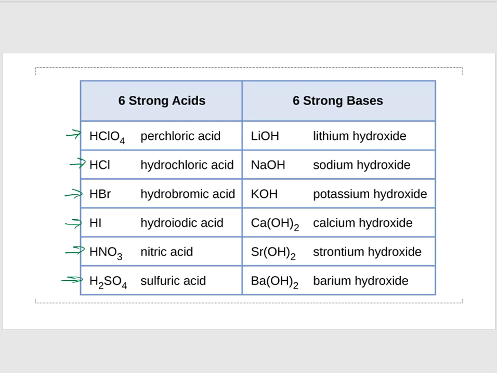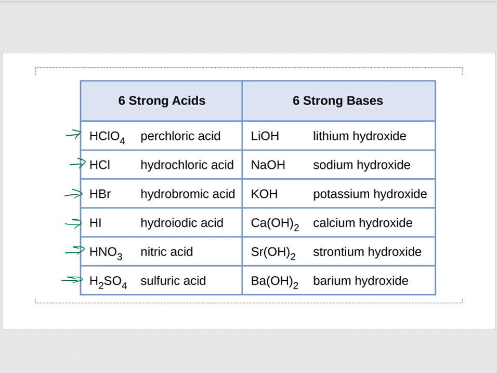Over here on the right-hand side, these are 6 strong bases, which means that they will accept protons whenever they can, and they will accept as many as possible. They are not going to reserve their sites for anything else. If they see one, they're going to take it. So lithium hydroxide, sodium hydroxide, potassium hydroxide, calcium hydroxide, strontium hydroxide, barium hydroxide. Those are the 6 strong bases that we need to be aware of.